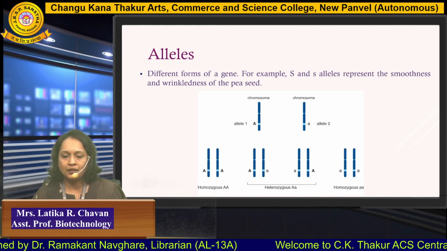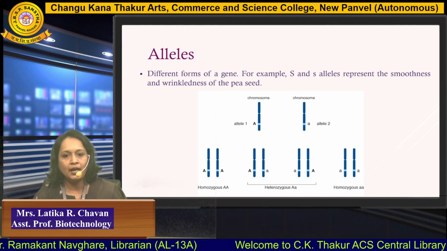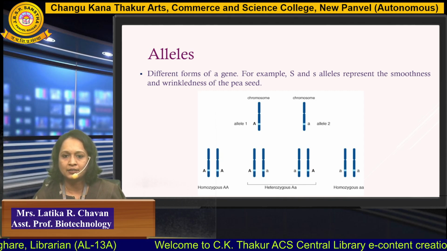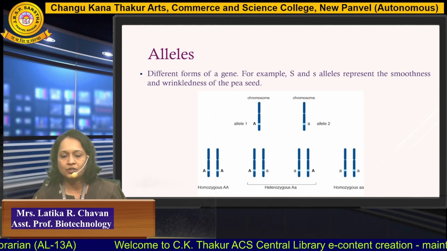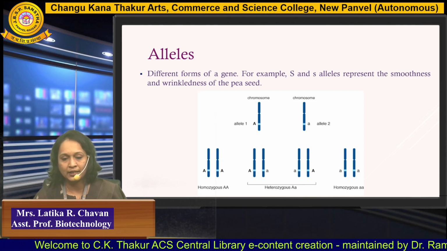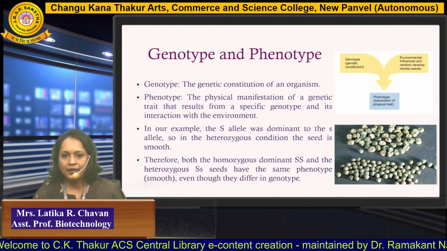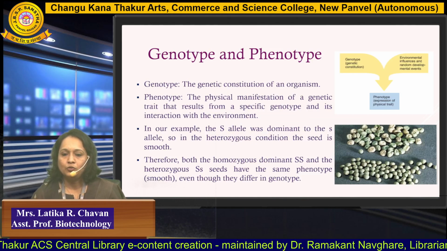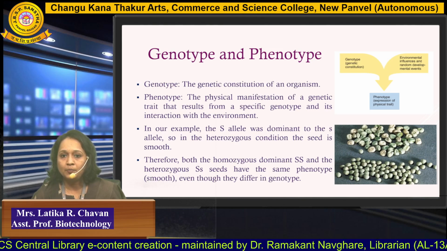Capital A signifies it is a dominant allele, and a small a, as it is a small letter, signifies a recessive allele. So there are three conditions, whether it is heterozygous, homozygous dominant or homozygous recessive, that we will study in detail in the next two to three slides. Two more concepts are genotype and phenotype.